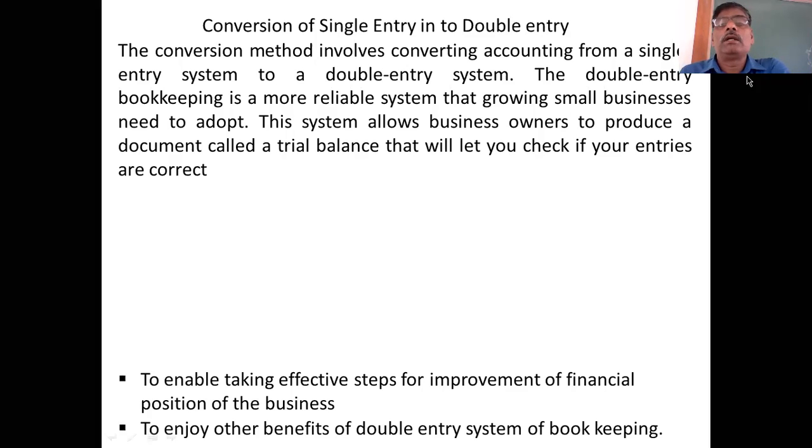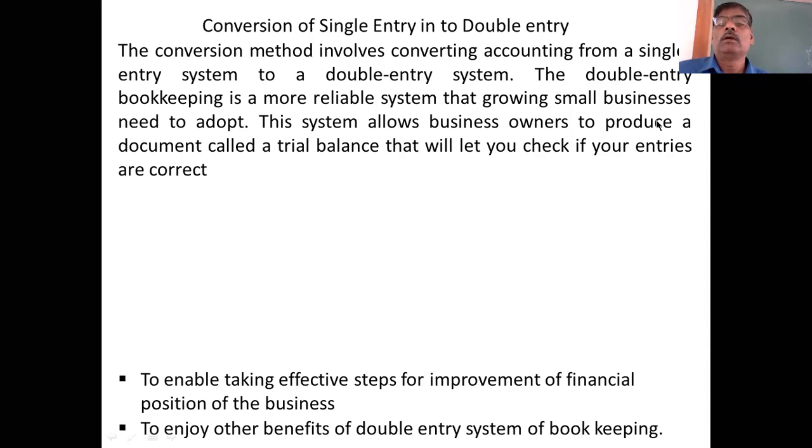Conversion of single entry to double entry method involves converting the accounting form of single entry to the double entry system. Conversion of single entry to double entry means whatever single entry form of accounting is there, that is to be converted into double entry form. So the double entry bookkeeping is more reliable. We convert the single entry to double entry because the double entry system of bookkeeping is more reliable than the single entry system of bookkeeping.